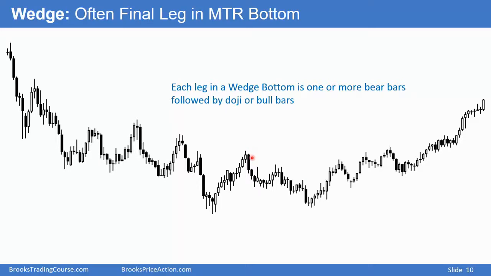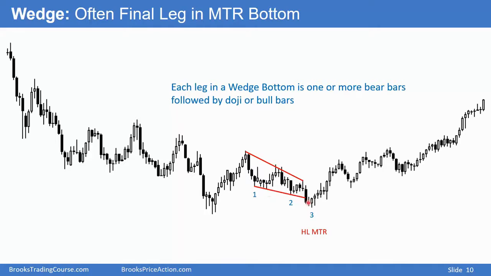Here we have a wedge bottom, 1, 2, 3, and the minimum that traders need to see to conclude it's a wedge is a bear bar followed by a bull bar. So 1, pull back, and then 2, pull back, and then 3. However, there's a smaller wedge as well. A bear bar, doji, and bull bar, and then bear bar, bull bar. This is also a smaller wedge. 1, 2, 3. So different ways to draw it.